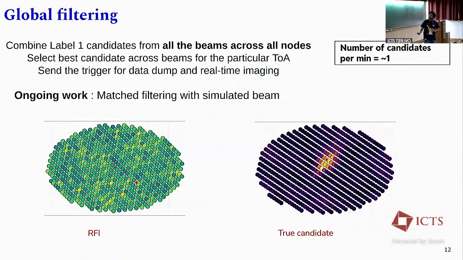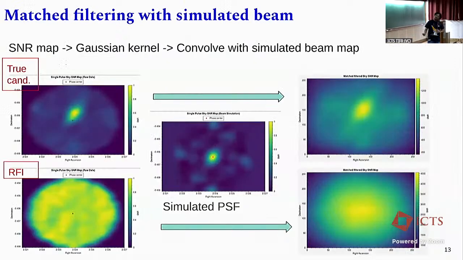What we will be doing is taking the SNR map that you just saw. This is the SNR map that we get. We will first be smoothing it with a Gaussian filter, and then we will be convolving it with the simulated PSF. For every observation, based on the time and the location in the sky that you're observing, we will get the simulated PSF, and we'll try to convolve it.